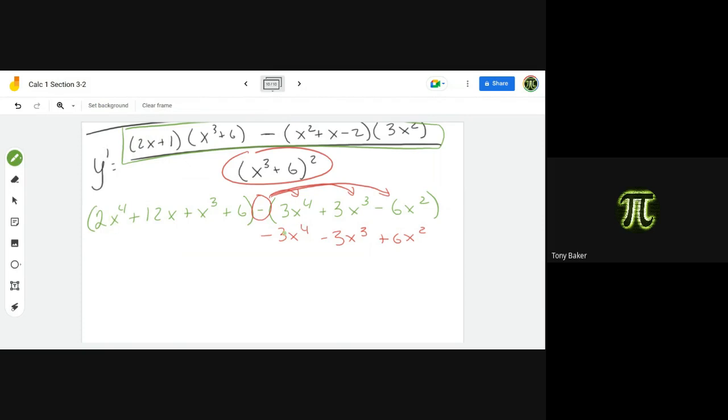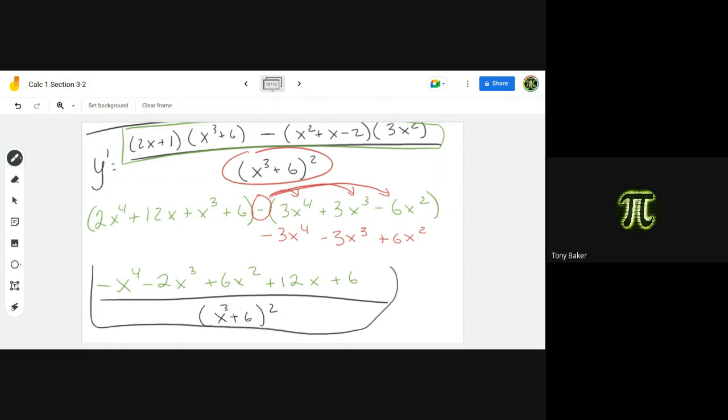So I have 2x to the 4th minus 3x to the 4th, so it's negative x to the 4th. I have x to the 3rd minus 3x to the 3rd, so that's negative 2x to the 3rd, plus 6x squared, plus 12x, plus 6, all over x to the 3rd plus 6 squared. And that's my final answer.